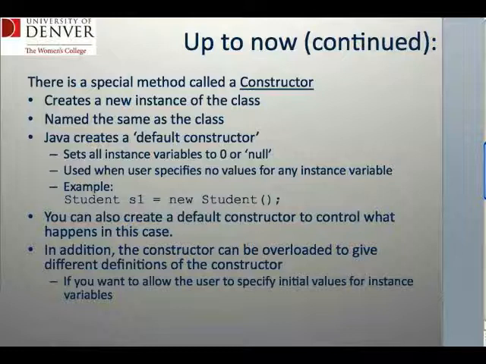So to continue on with what we've learned about up to now, the big topic of discussion last week was a special method called a constructor. Every class will have a constructor. The purpose of the constructor is to allow you to create an instance of the new class. So, in order to make sure that your class will work correctly, Java will create a default constructor for you if you don't create one in your class definition.